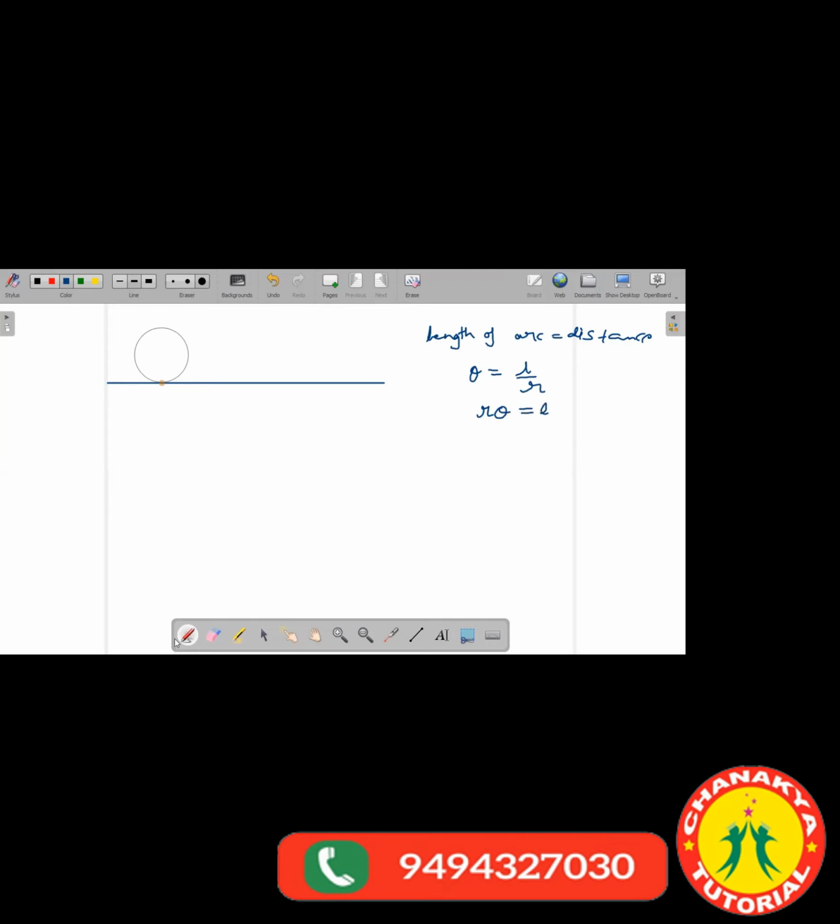Now, if we divide both sides by time t, we get R multiplied by theta by t equals L by t. So theta by t is the angular velocity, so we can write it as R omega equal to L by t, which is linear velocity v. So we have the formula v equals R omega, by which we can relate angular velocity with linear velocity.